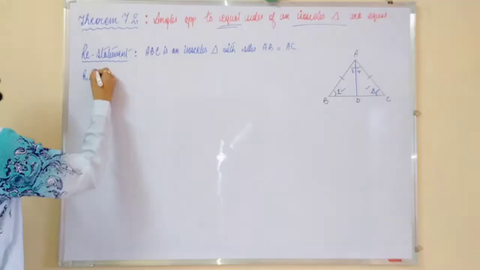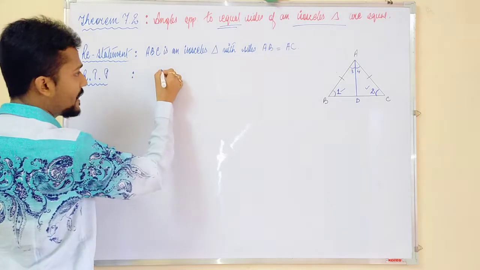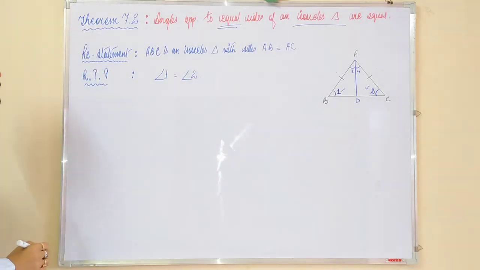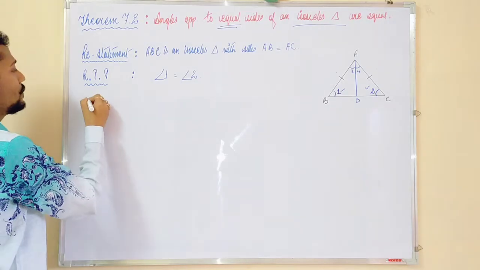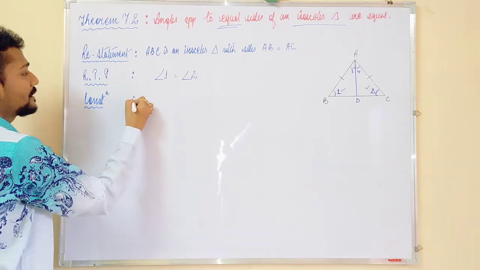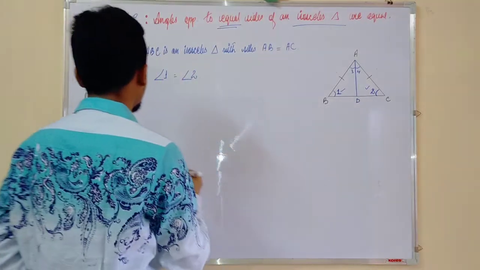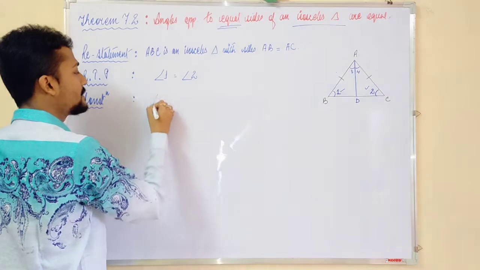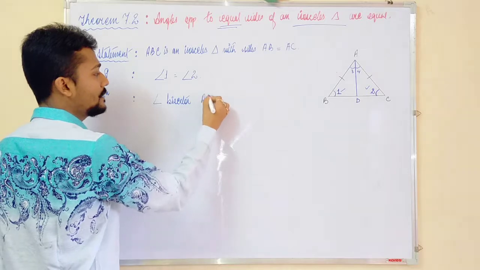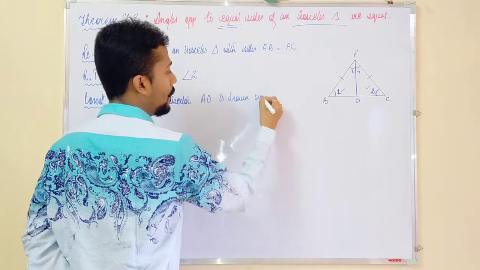So after restatement, what we will write? Required to prove. So what we need to prove? We need to prove that angle 1 is equal to angle 2, is it not? Okay. So now, to prove that particular part, we need to construct an angle bisector from angle A to side BC, isn't it? That means angle bisector AD is drawn on angle A.